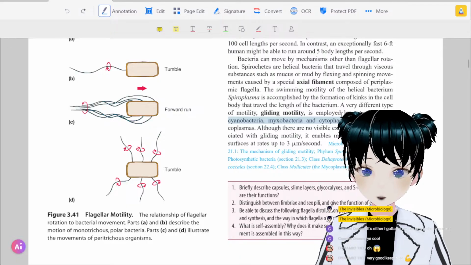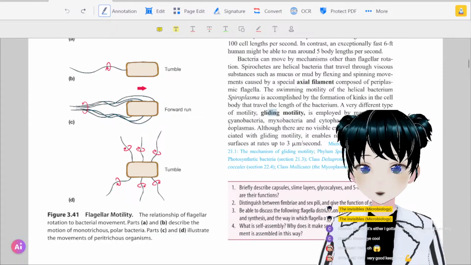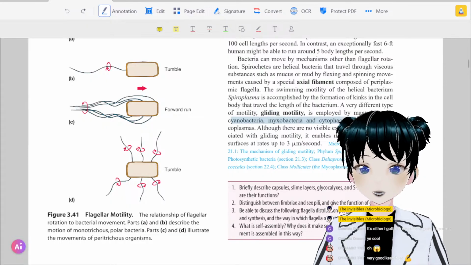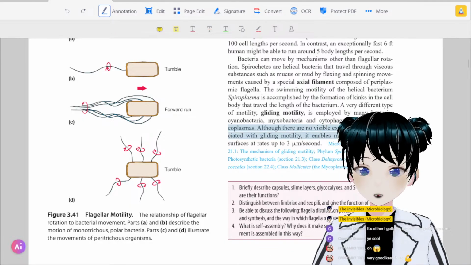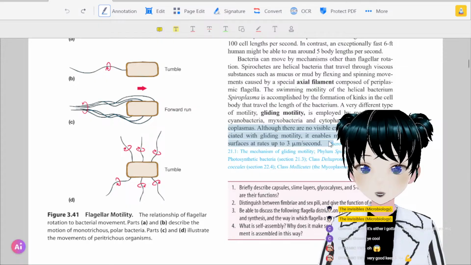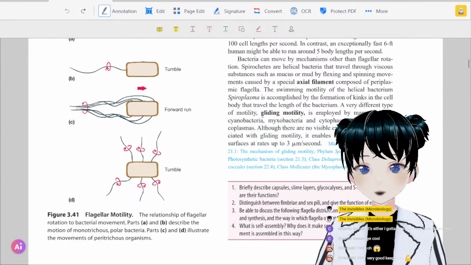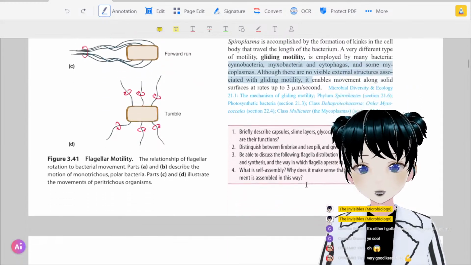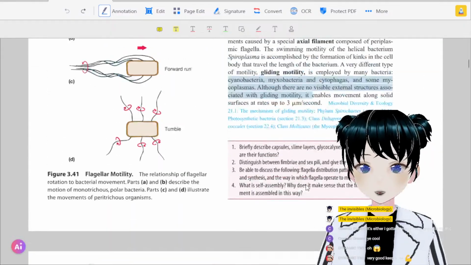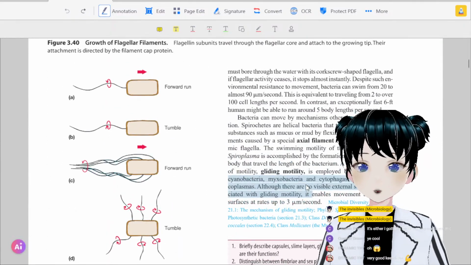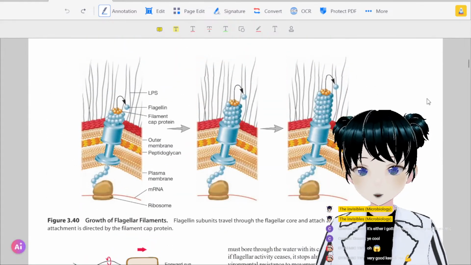So gliding means they just glide, they slip. Cyanobacteria, myxobacteria, cytophaga, and some mycoplasma. Although there is no visible external structure associated with gliding ability, it enables movement along solid surfaces at a rate of 3 micrometers per second. They are like snakes. I think gliding motility is like snakes: you won't see any apparent outer structure for how they move, but they still glide, and their speed is so fast as well.